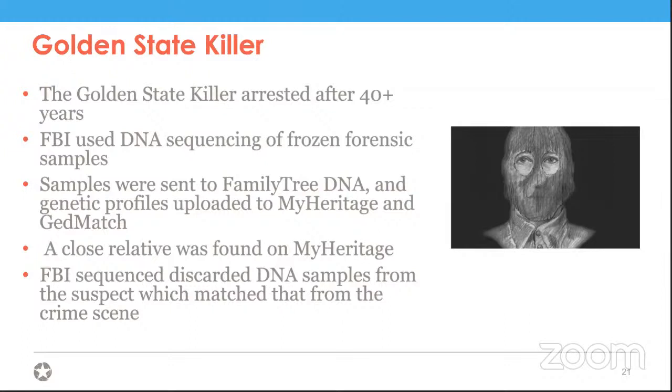And while GEDmatch was used, it wasn't the first course of action. The FBI actually sent samples to FamilyTreeDNA, but that didn't get any results, and there weren't any closely related matches. There were only distant relationships. So the DNA profile was then sent to MyHeritage, and that's where they found a close relative. From there, the FBI sequenced discarded DNA samples from the suspect, which matched that from the crime scene, leading to the arrest of the Golden State Killer.